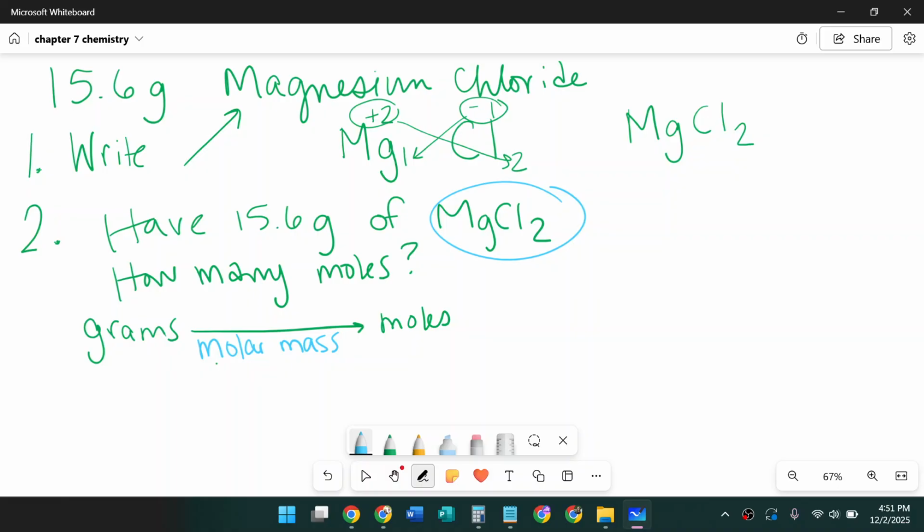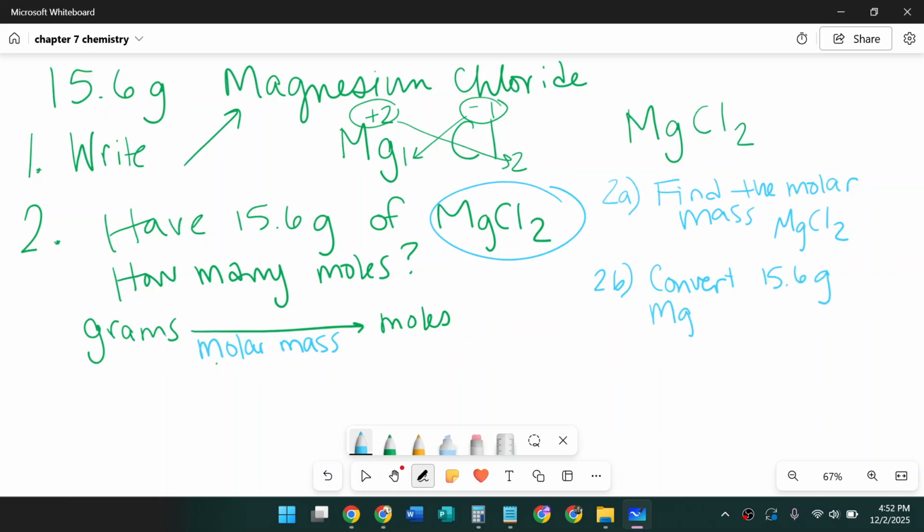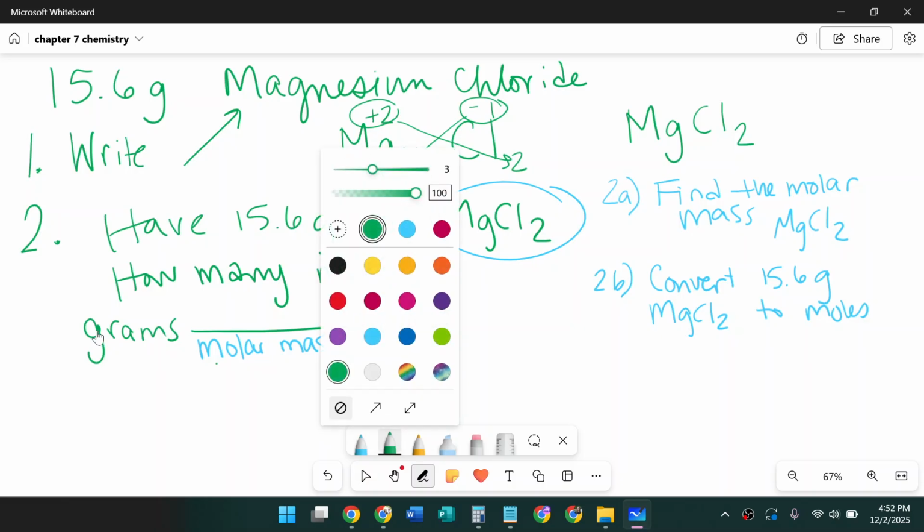I probably should say part 1, so 2a, find the molar mass of MgCl2. And then part 2b, convert 15.6 grams of that to moles of that same thing. And so we can start by using the things we know and get there.